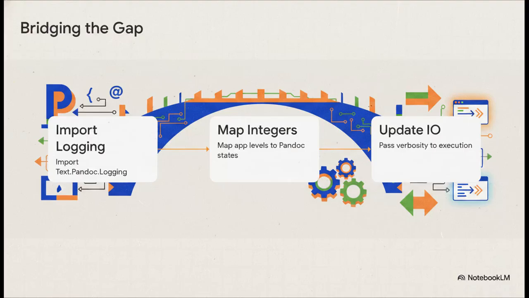So how exactly do we build this bridge? Ang's diary breaks it down into 3 rapid-fire steps. Step 1, import the logging types, because our app needs to speak Pandoc's language. Step 2, map the integers. We have to translate our app's numbers directly to Pandoc states. And step 3, update the I/O function, which just passes that setting right into the execution pipeline. Let's actually look at the code diff to see this in action.